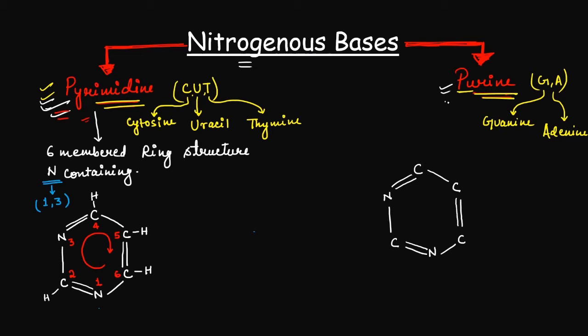Now for purine, on the side where both the carbons are present we will attach one nitrogen to each carbon. Then these nitrogens will be bonded to a single carbon and complete a second ring. So purine is basically a 2-ring structure. It has 9 members and also it is nitrogen containing.